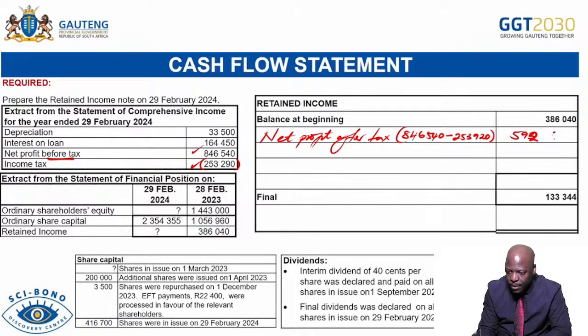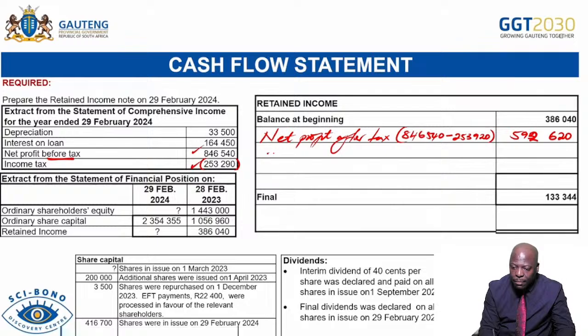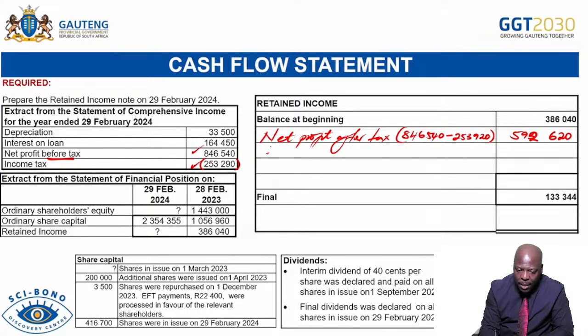592,620. 592,620 over there. 592,620. And then I'll come further down here now. And then after that, I'm going to get my repurchase of shares.